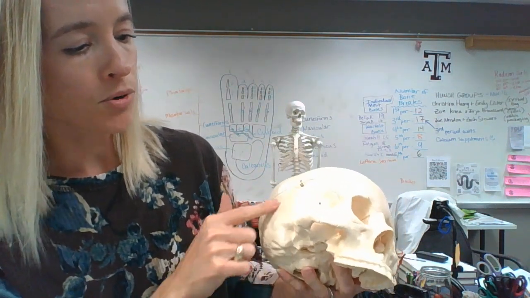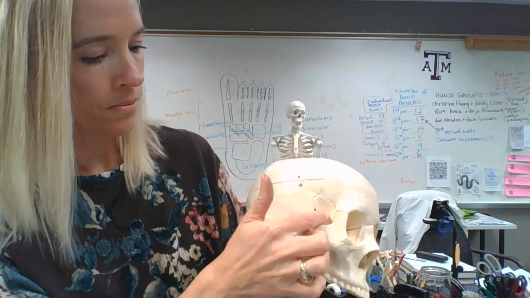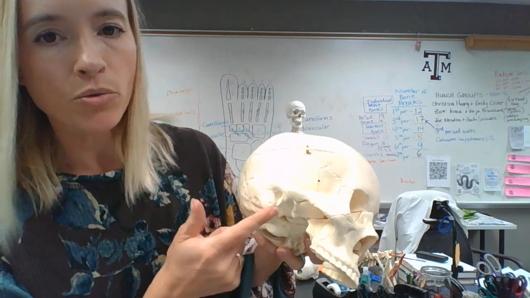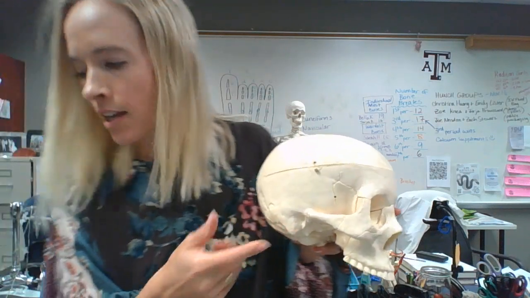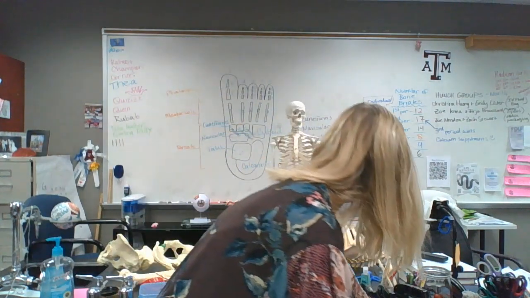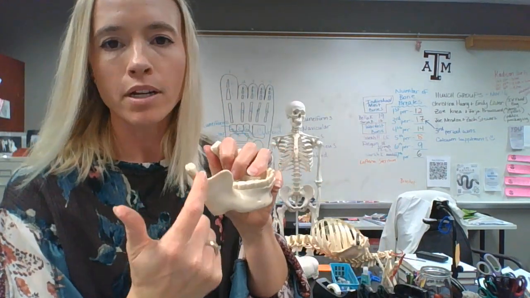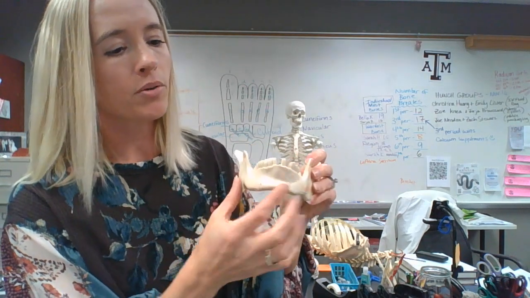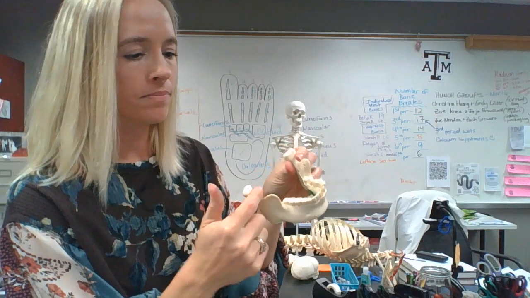This is the temporal bone. Temporal, sphenoid. Mastoid process. It sticks down like this. Then on the jaw, this is the sigmoid notch. And the jawbone is called the mandible. Mandible, sigmoid notch.